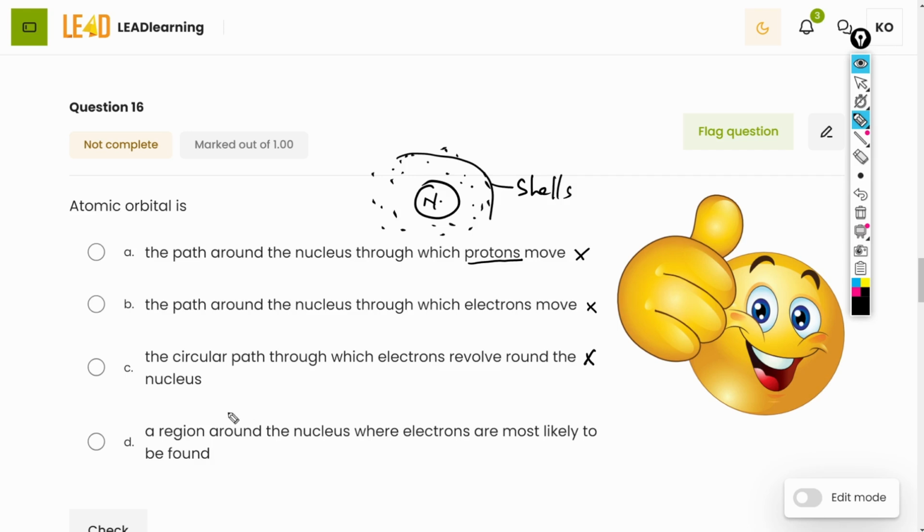So no, option D says a region around the nucleus where electrons are most likely to be found. This clearly answers or corresponds to our definition of what an orbital is. So our correct answer is option D.